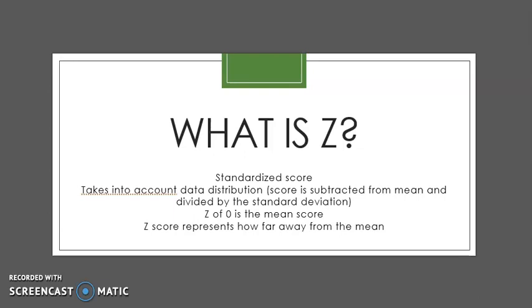So a Z-score takes into account where that score is in relation to the mean, as well as taking into account the spread or the variance that's going on. In the formula, if you remember, it's x minus mean over the standard deviation. A z-score of 0 means that the score is the mean. If I have a z-score of -1, it means that my score is 1 standard deviation below the mean. If I have a z-score of 2, it means that my score is 2 standard deviations above the mean.